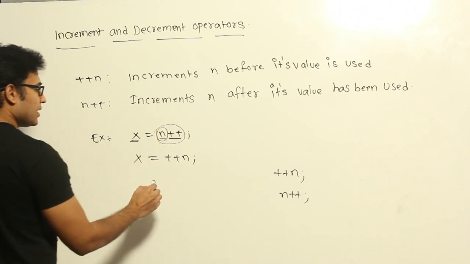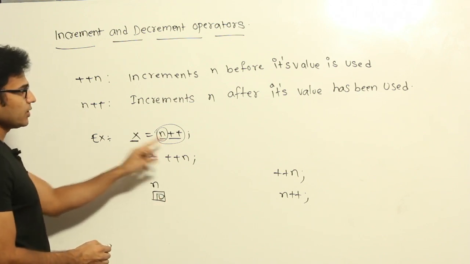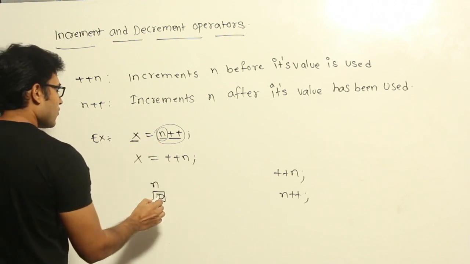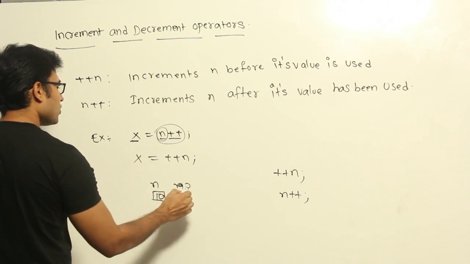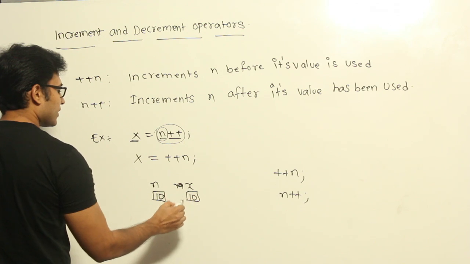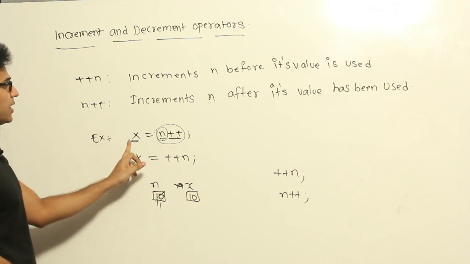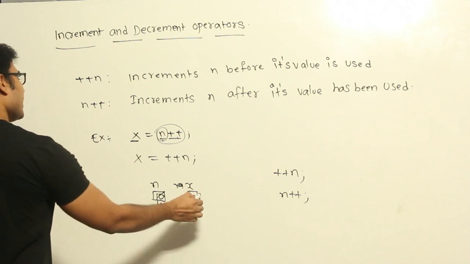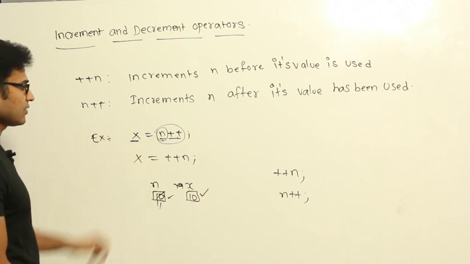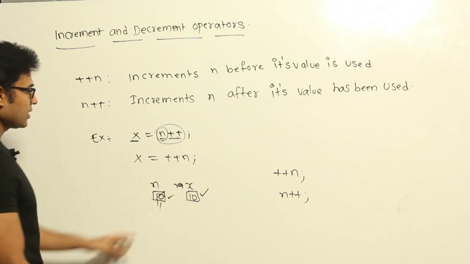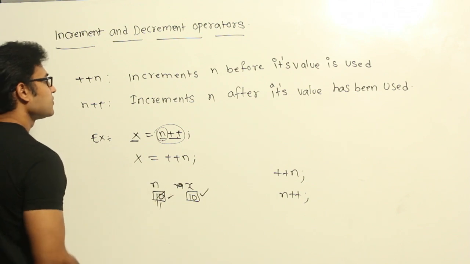Now let us say initially the n value is 10. If you write x = n++, it means that first the value of n, the value 10, will be stored in x, and then n will be incremented. This is the meaning of it. Therefore by the end of this execution, x will have 10 and n will have 11. So before this statement n has a value of 10, and after this statement x will have a value of 10 and n will have a value of 11. The same thing applies for this one as well.